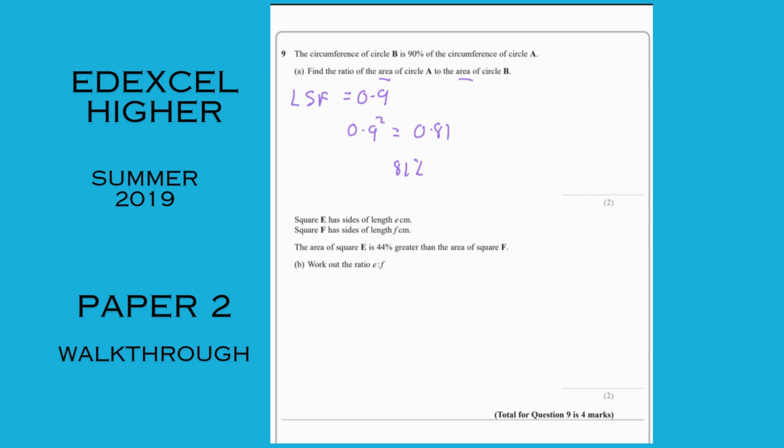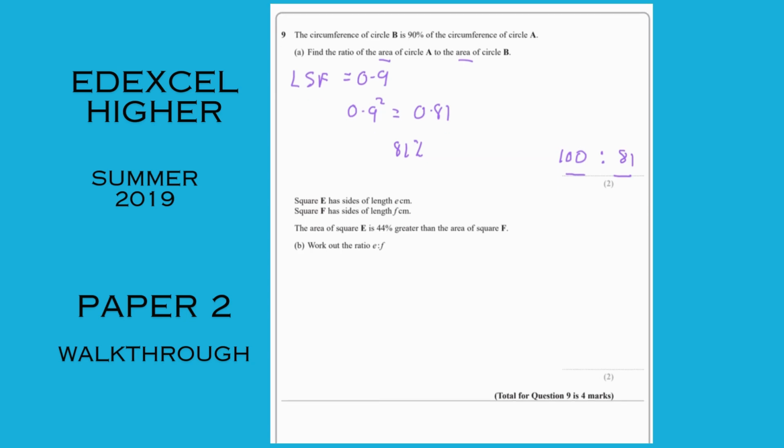It wants the circumference of circle B, so circle B is smaller, so the second number should be smaller than the first. How can the second number be 81% of the first number? Well, if the first number is 100, 81% of 100 is 81. Keep it simple, don't overcomplicate.